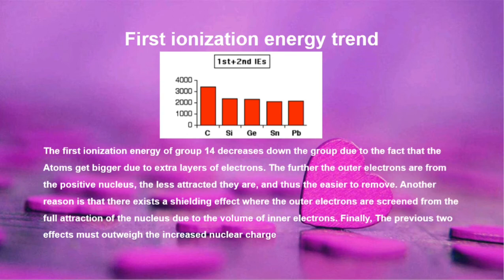Another reason is that there exists a shielding effect where the outer electrons are screened from the full attraction of the nucleus due to the volume of the inner electrons. Finally, the previous two effects must outweigh the increased nuclear charge.